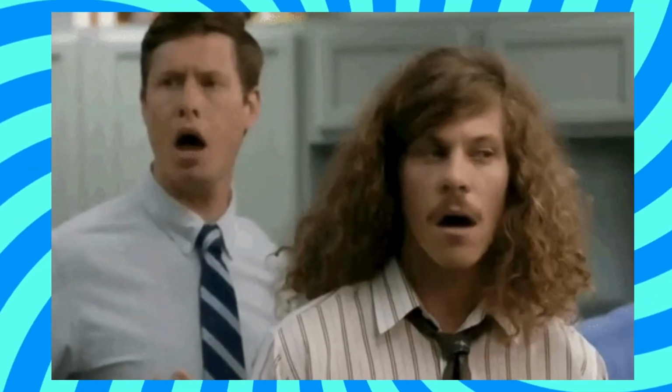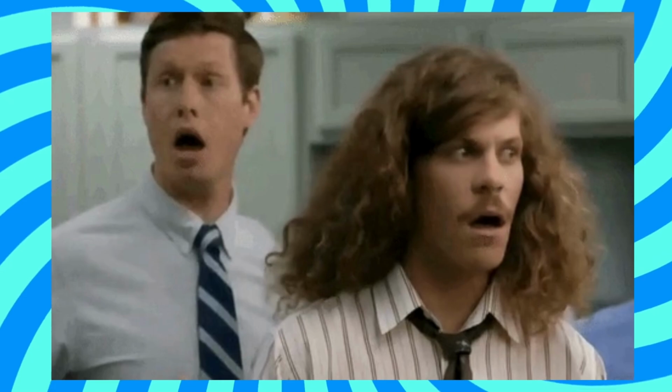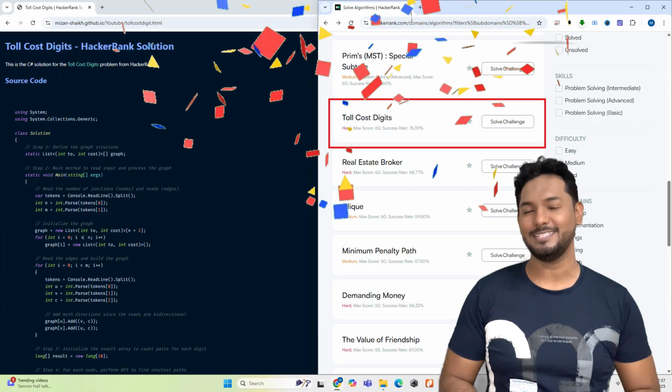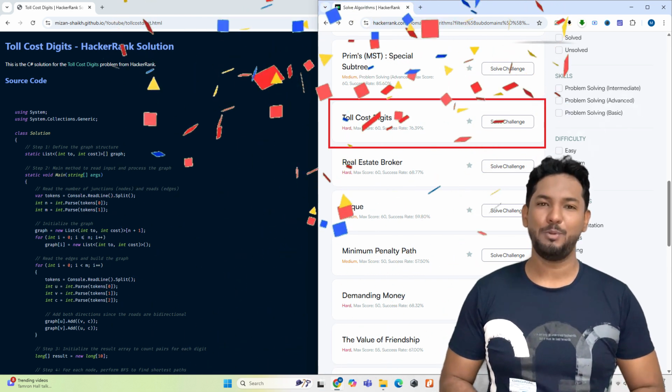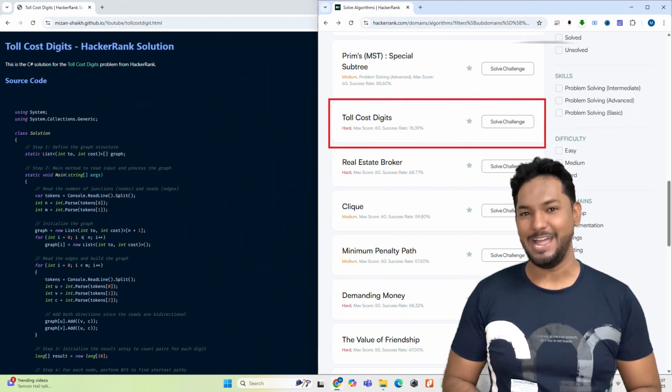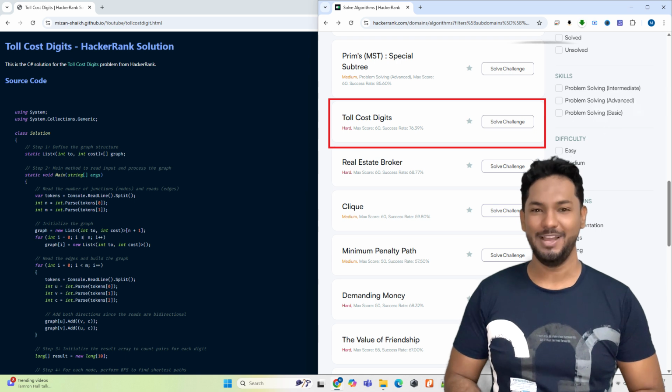Have you ever wondered how much that road trip is really costing you? Imagine cruising down the highway, but suddenly you hit a toll booth that charges you based on the digits in your license plate. Sounds crazy, right? Today we are diving into a fascinating challenge where we'll uncover the secrets of toll cost. And I promise by the end you'll never look at your car's number the same way again.